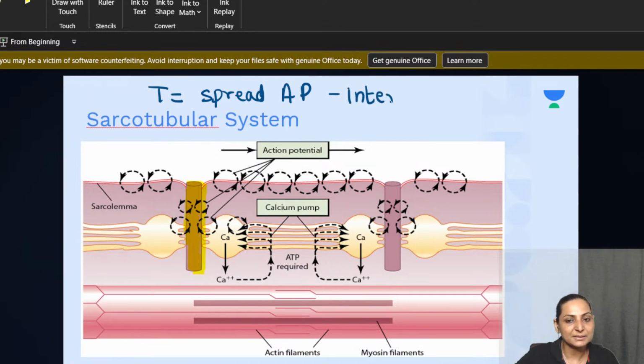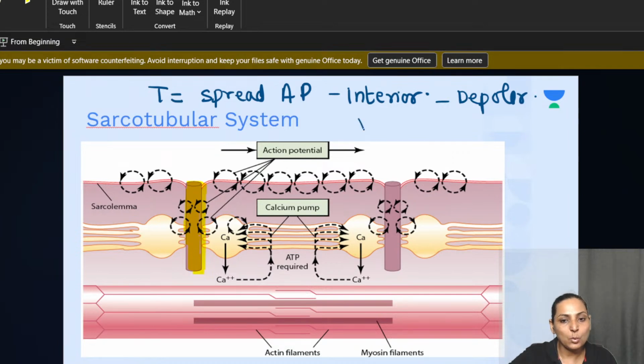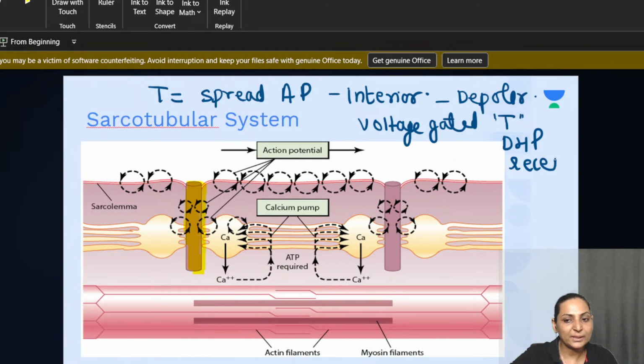interior of the muscle. Once they are spreading the action potential to the interior of the muscle, there will be a massive depolarization. Why do you need that depolarization? We need that depolarization because we have to open the voltage gated T tubule channels, that is the DHP receptors. Why do you need that action potential? We need it because we want those T tubules to open up, which are voltage sensors.